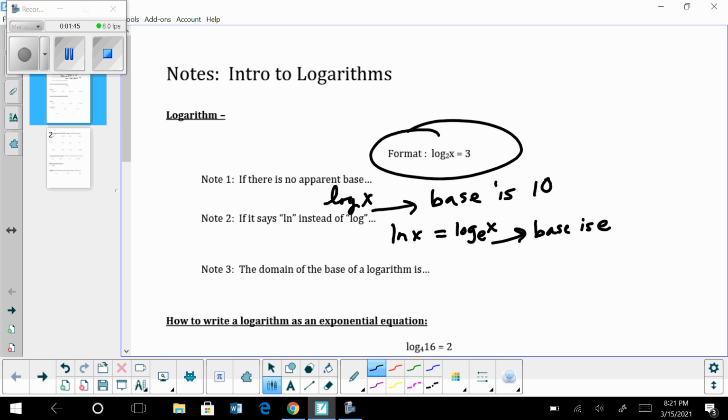Okay, and then the domain of the base of a logarithm is 0 to infinity. In other words, you cannot have a negative base, and it can also not be 0. The base of the logarithm, that's the little number that's written down there. You can't have a 0 there, you can't have a negative there.